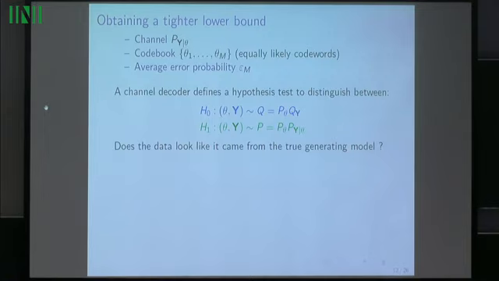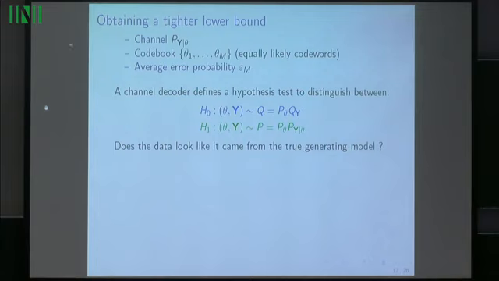Okay, so the first step is to observe that any channel decoder defines a binary hypothesis test to distinguish between two hypotheses. The hypotheses are H0 and H1, and they describe a distribution for the joint pair theta, Y. Under H0, theta and Y are jointly distributed as P_theta times Q_Y. That means theta and Y are completely independent. P_theta is just the uniform distribution with weight 1 over M for each of the elements of your codebook, and Q_Y is some distribution you can fix, but it's independent of theta.